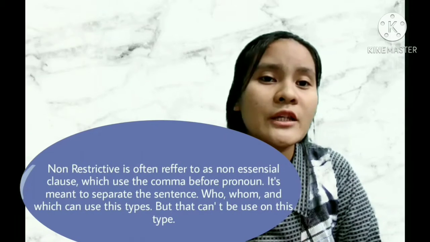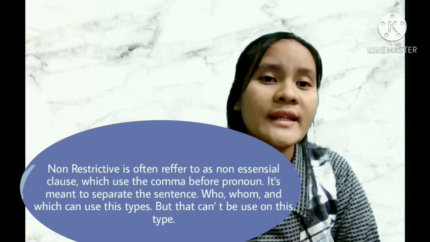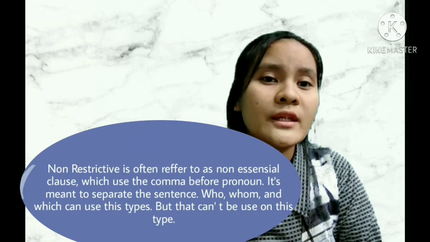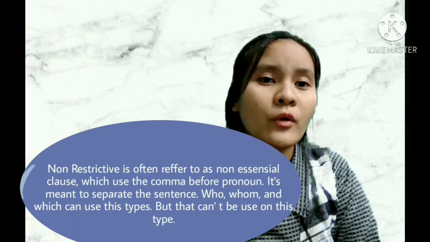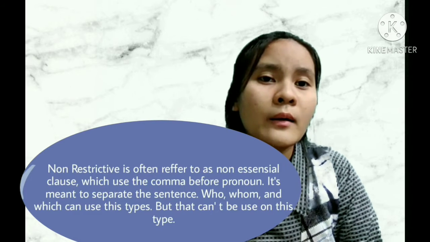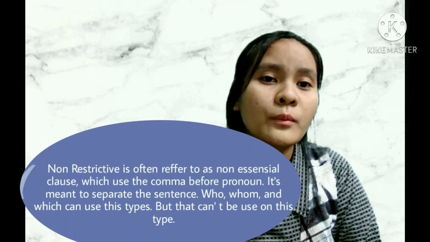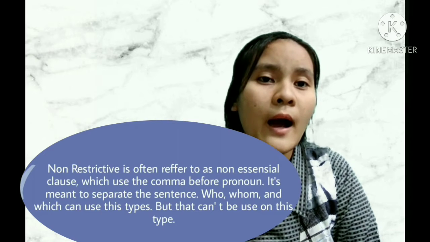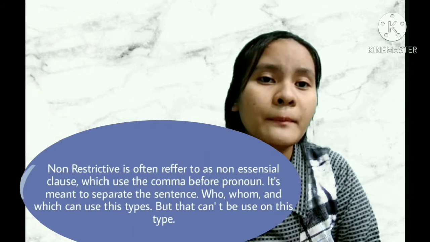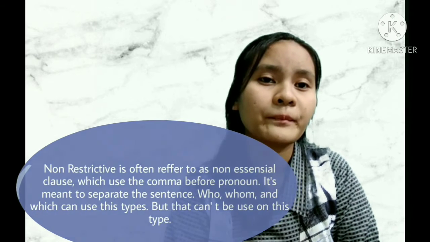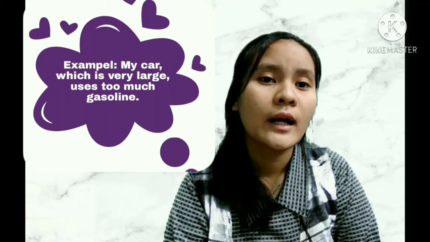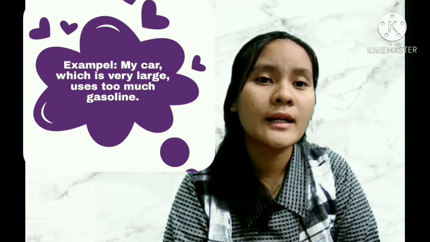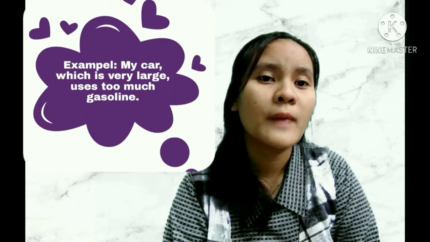Non-restrictive is often referred to as a non-essential clause, which uses a comma before pronouns. Who, whom, and which can be used in this type, but that can't be used in this type. For example, my car, which is very large, uses too much gasoline.